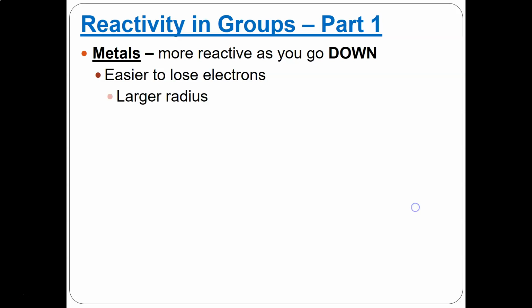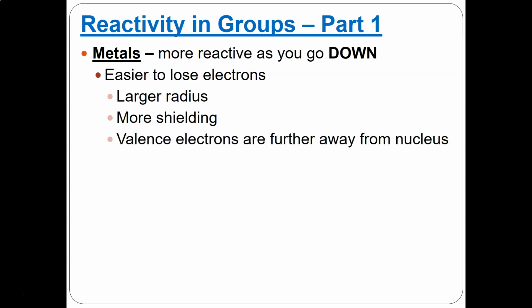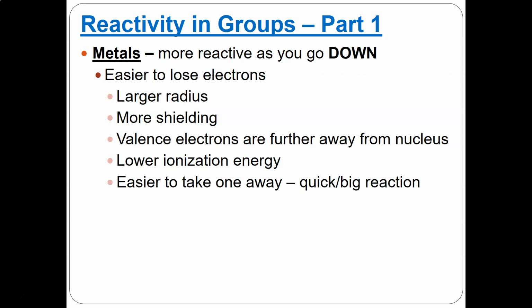Well, if they have a bigger radius as you go down, you get more shielding as you go down. Your valence electrons are further away as you get down. You have a lower ionization energy as you go down. That means it's easier to take an electron away, which is going to mean the reaction is going to be big and it's going to be fast. The easier it is, the bigger the reaction. So as you go from lithium to sodium to potassium to rubidium to cesium to francium, all these things, right? You get bigger radius, more shielding, you get further away, makes it way easier to take an electron away, and so you get a bigger reaction.